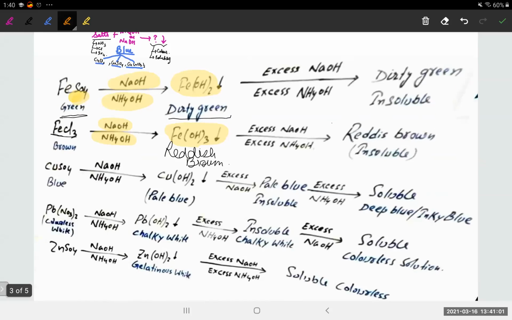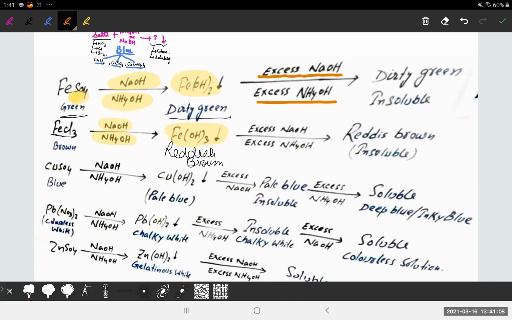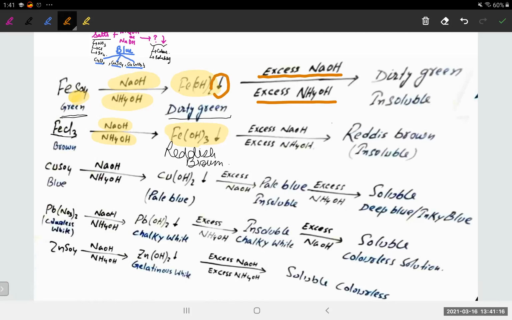Now we'll react it with excess NaOH, meaning extra NaOH. We'll add NaOH and NH4OH, that is sodium hydroxide and ammonium hydroxide. What will they give us? They will still be insoluble because they are precipitates. You can see it's insoluble. They will still be dirty green.